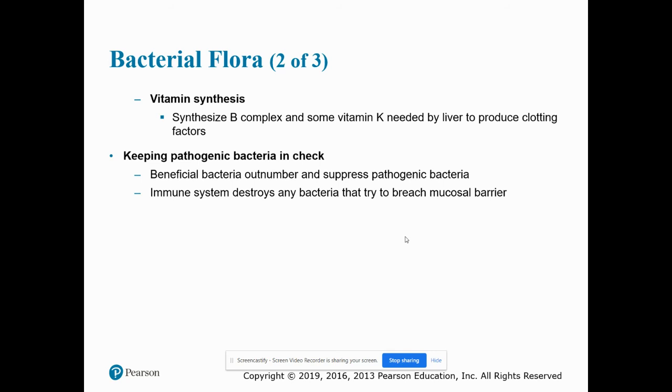The second metabolic function is vitamin synthesis. So they synthesize B complex and some vitamin K that's needed by the liver to produce clotting factors. In addition, these bacteria keep pathogenic bacteria in check. So our beneficial bacteria outnumber and suppress the pathogenic bacteria, and the immune system will destroy any bacteria that try to breach the mucosal barrier.